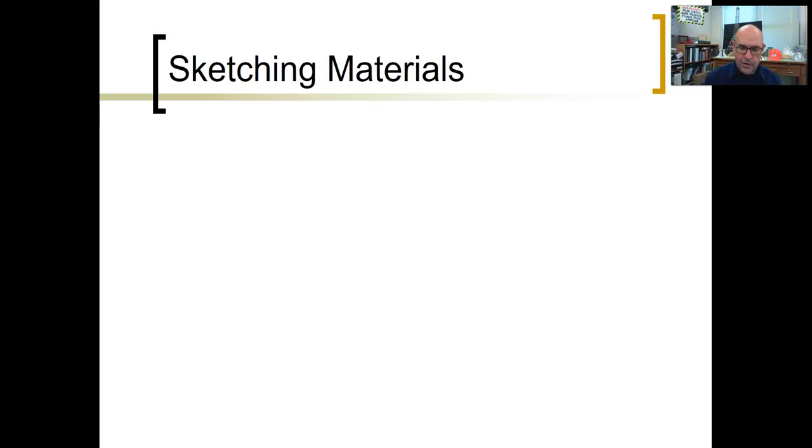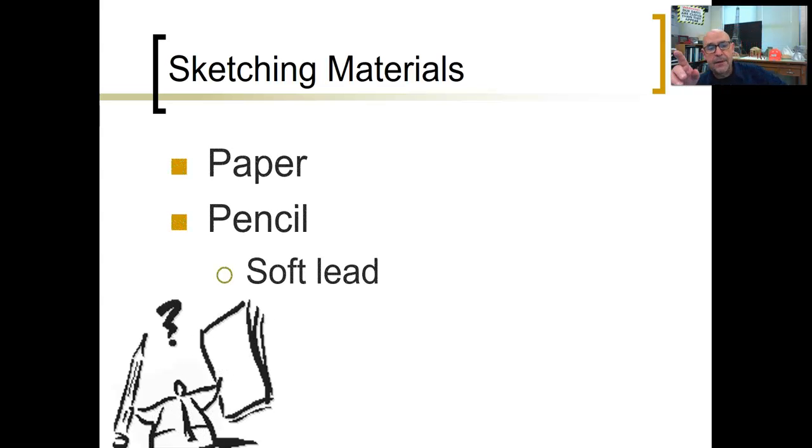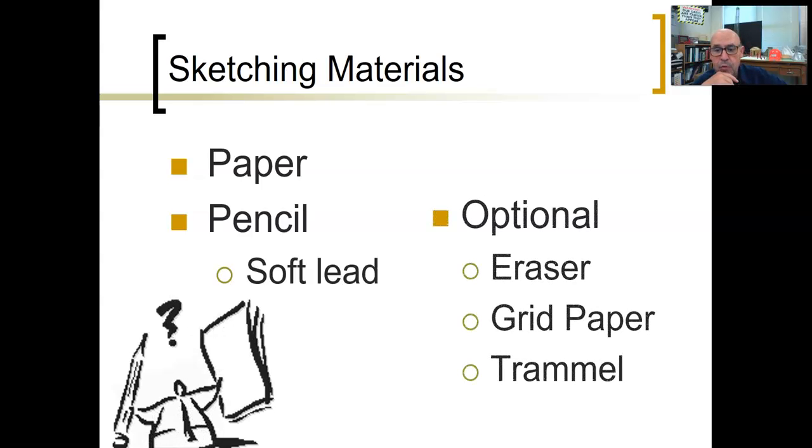So when we sketch, we definitely need pencil and paper. And we said that the pencil needs to be a soft lead. And optional, well, we can use an eraser. We mentioned that.